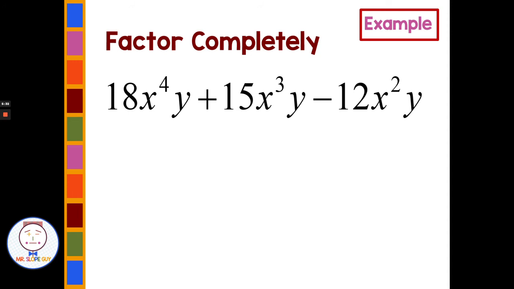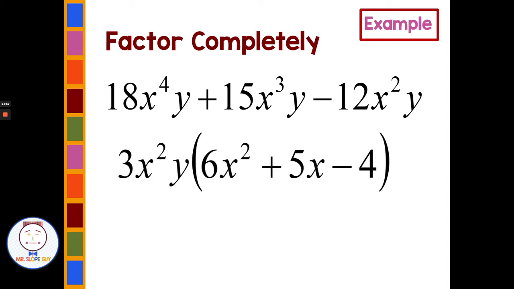All right, how about this one? 18x to the 4th y plus 15x to the 3rd y minus 12x squared y. First, I'm going to pull out that GCF of 3x squared y, and I'm left with 6x squared plus 5x minus 4. Is this a perfect square trinomial? Well, with the 6 here, it is not a perfect square trinomial.